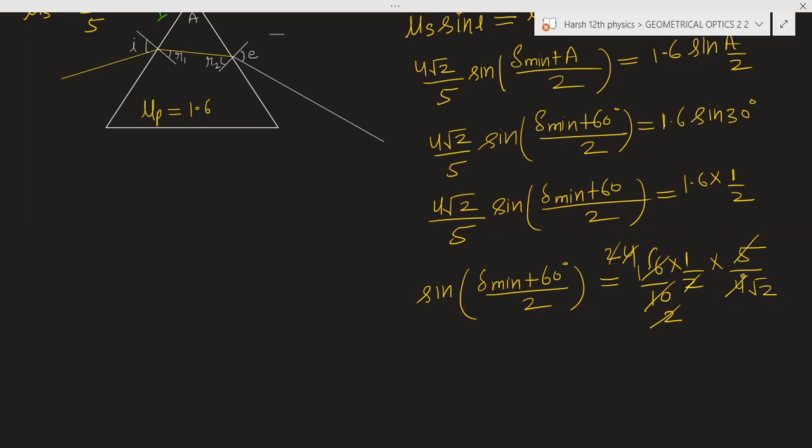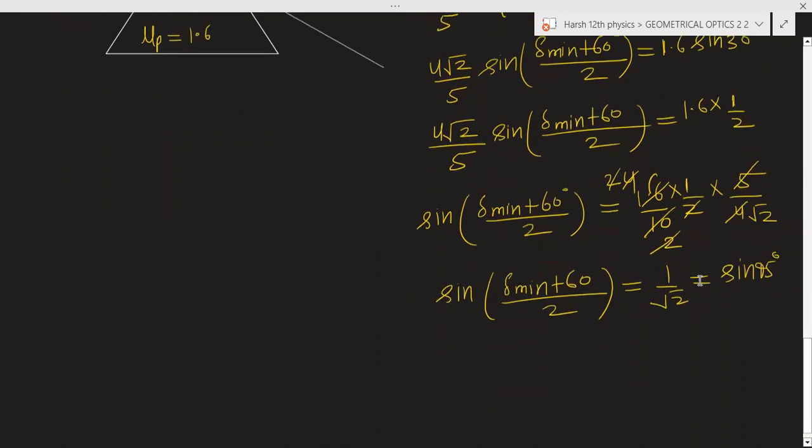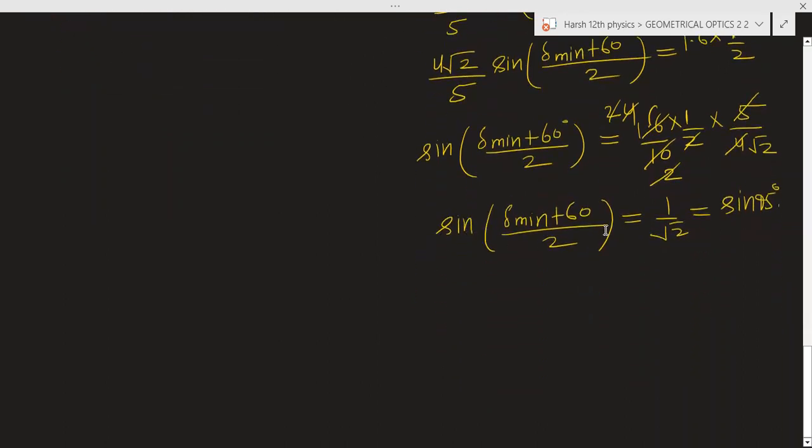Are you getting it now? This is just a calculation. Finally, you will have 1 by root 2. So sine of (delta minimum plus 60) divided by 2 is equal to 1 by root 2, and 1 by root 2 is sine 45 degrees. We know sine 45 is 1 by root 2. So the sine of this angle is equal to sine of 45, meaning this whole angle must be equal to 45 degrees.